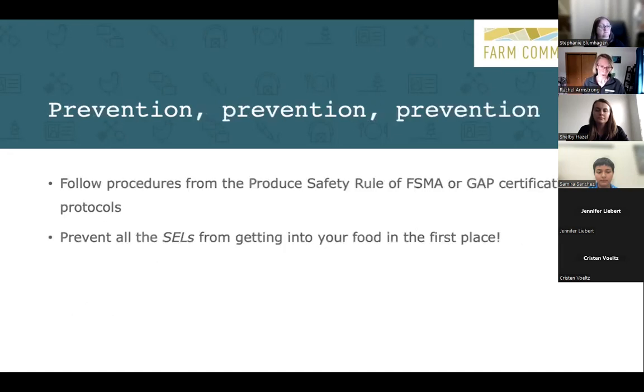And of course, it goes without saying, but I will say it: prevention, prevention, prevention. Follow the procedures from the Produce Safety Rule of FSMA. Get GAP certification, even if you are not required to. And do your very best, of course, to prevent the cells from getting into your food in the first place.